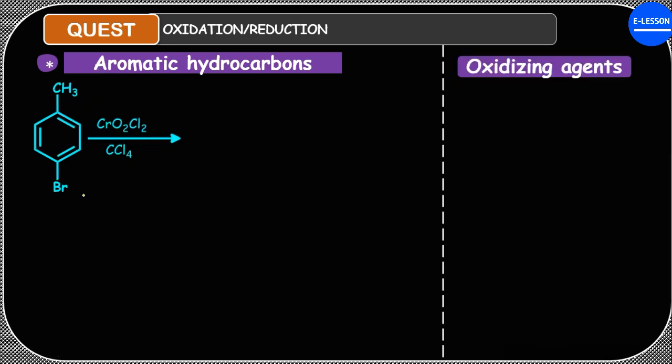Now let us look at another example here. Now we have this one. This one is called chromyl chloride. What's the name of this compound? Chromyl chloride.